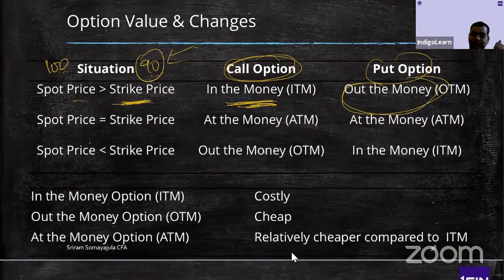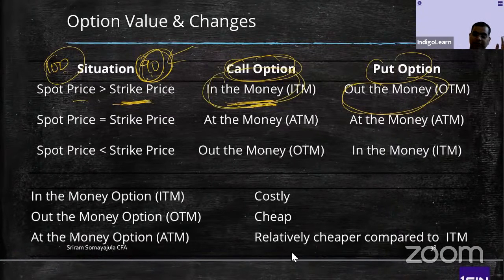That is not making any money. Whereas if it is a call, I have a right to buy at 90 when the market price is 100. So I can directly make 10 rupees. So it is in the money. That is, I am making money. So a call option when the spot price is greater than the strike price is in the money. And for a put option, when the spot price is greater than the strike price, it is out of the money.